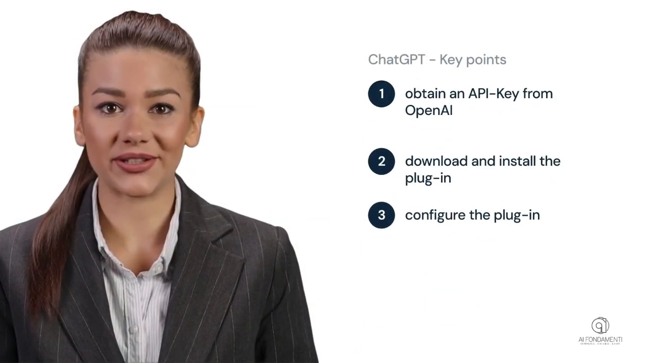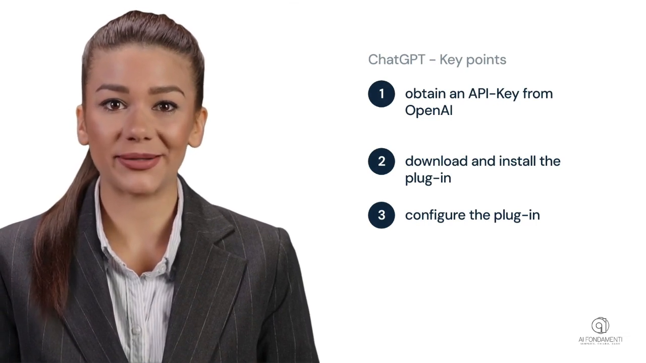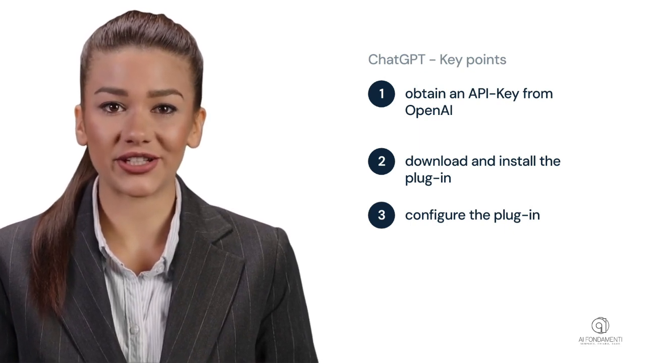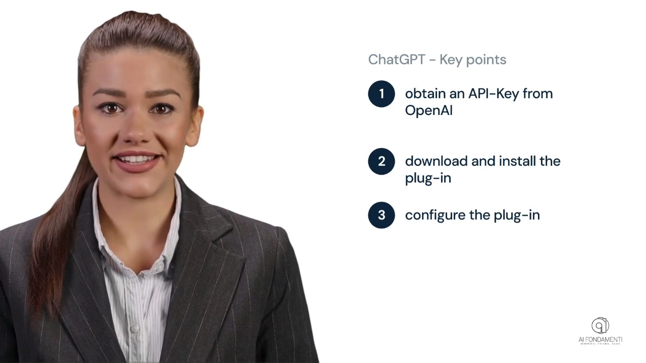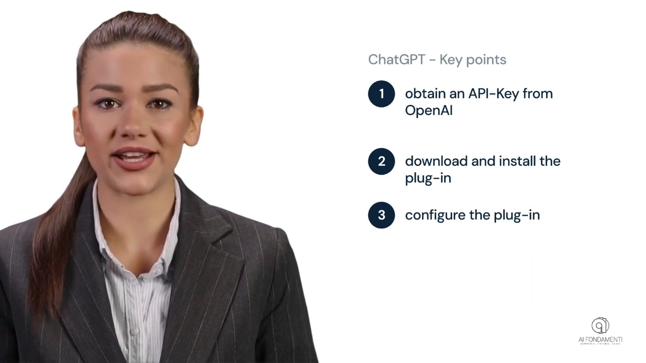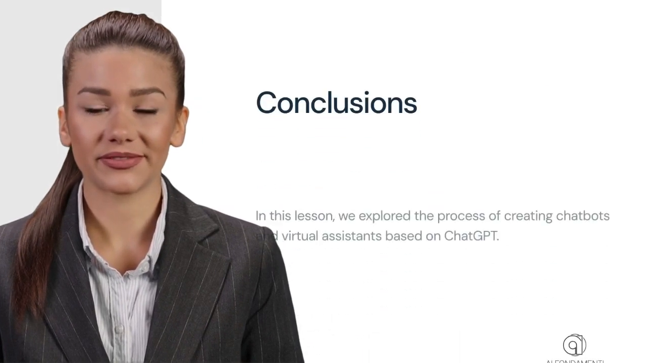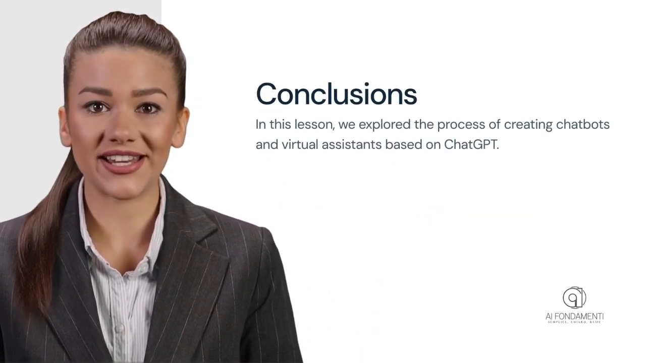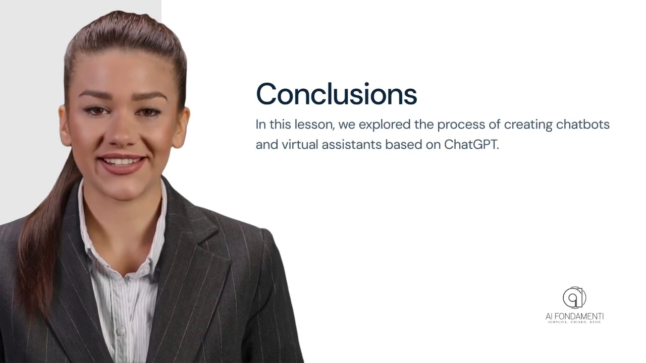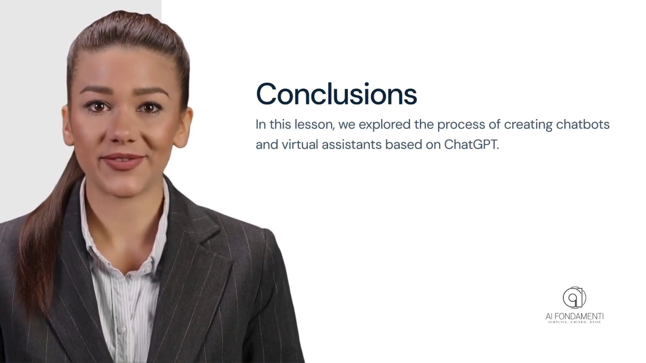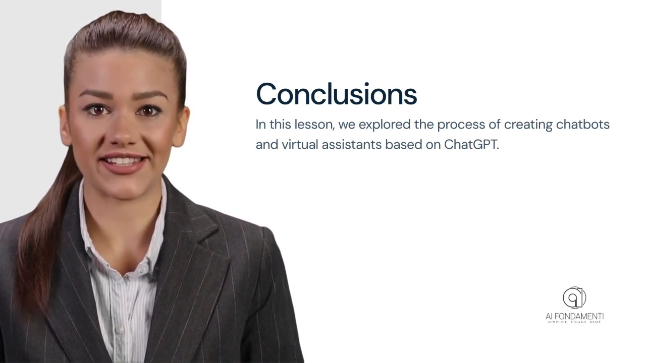Summarizing the steps we took. 1. Obtain an API key from OpenAI. 2. Download and install the plugin. 3. Configure the plugin. None of these steps require specific technical knowledge and are therefore accessible to everyone. In this lesson, we explored the process of creating chatbots and virtual assistants based on ChatGPT. In the next lesson, we will address important issues related to ethics, privacy, and security in the use of this technology.